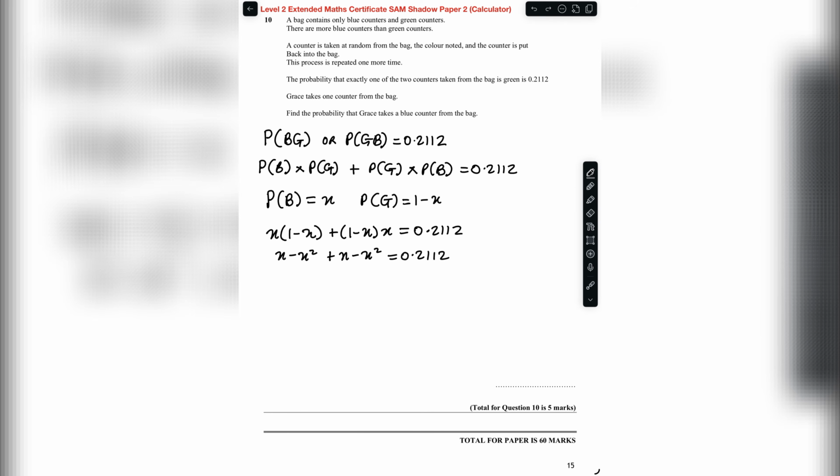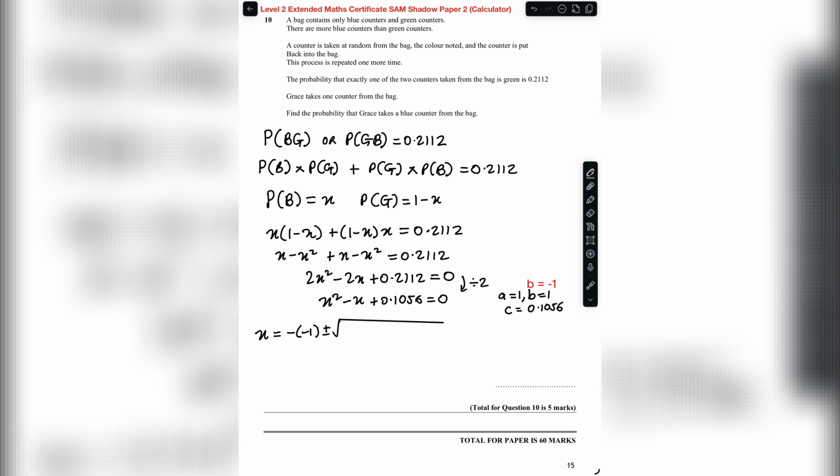And in order to solve this equation, we need to set it equal to 0. So if I move all the terms from the left-hand side to the right-hand side, I have 2x squared minus 2x plus 0.2112 equals 0. And what I'll just do really quickly is divide it by 2. So I have x squared minus x plus 0.1056, and that equals 0. And by using the quadratic formula, we can solve for x. So x, which is the probability of taking a blue counter, is 0.88.